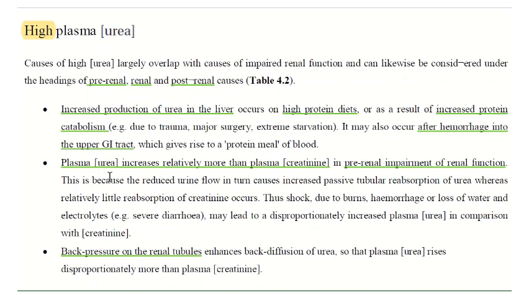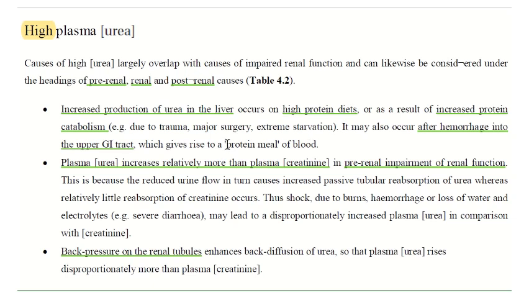The plasma urea concentration increases relatively more than plasma creatinine concentration in pre-renal impairment of renal function. This is because the reduced urine flow in turn causes increased passive tubular reabsorption of urea, whereas relatively little reabsorption of creatinine occurs. إذا بهذه الحالة the plasma urea concentration increases relatively more than the plasma creatinine concentration in pre-renal impairment of renal function.